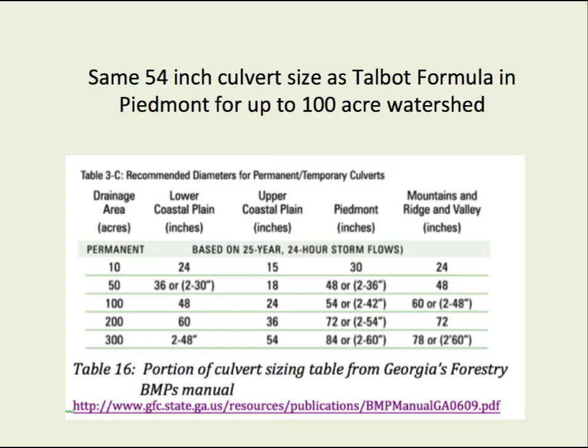If you're in Georgia and you happen to refer to the Forestry BMP manual, or Best Management Practices manual for water quality purposes, if you went to table 3C, you can see in this particular watershed the nearest interval we have is greater than 50 acres but less than 100 acres, and what they're recommending is that you use a 54-inch diameter culvert, which is exactly the same as the results we got from the Talbot formula.